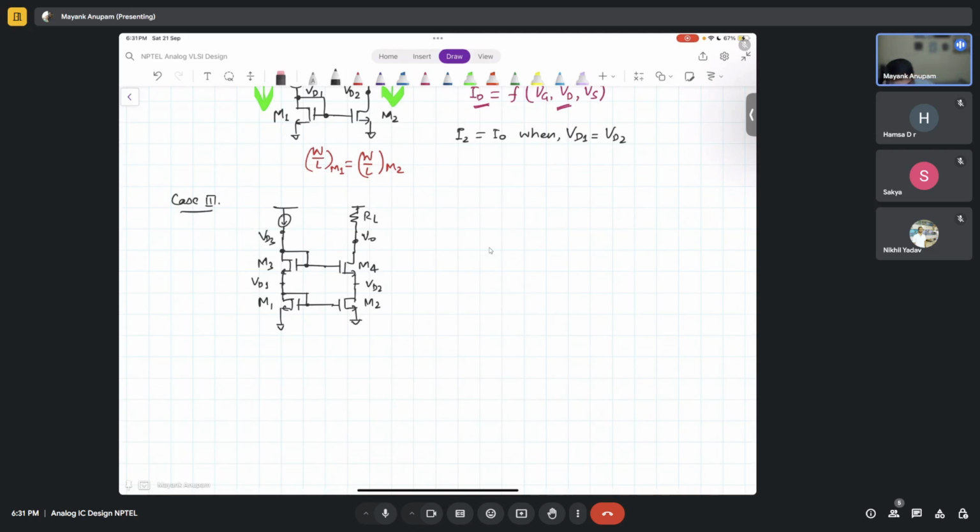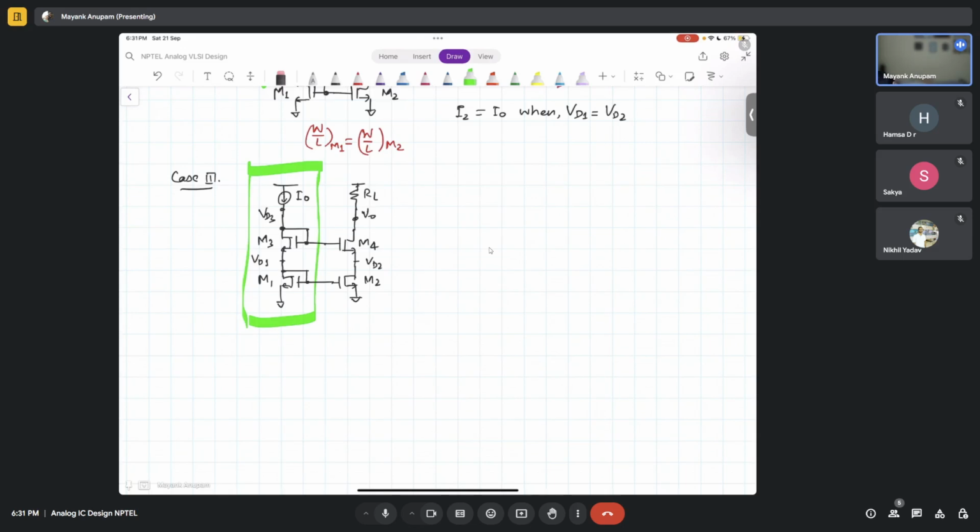Now, what is happening is, you see, this is I naught. Now tell me, if you only look at this branch here, there is still a current, diode connected devices are here, right? I mean, gate and drain are shorted in these two MOSFETs, right? Now tell me, which transistor actually sets the current in this branch? In the second branch, which transistor actually sets the current?